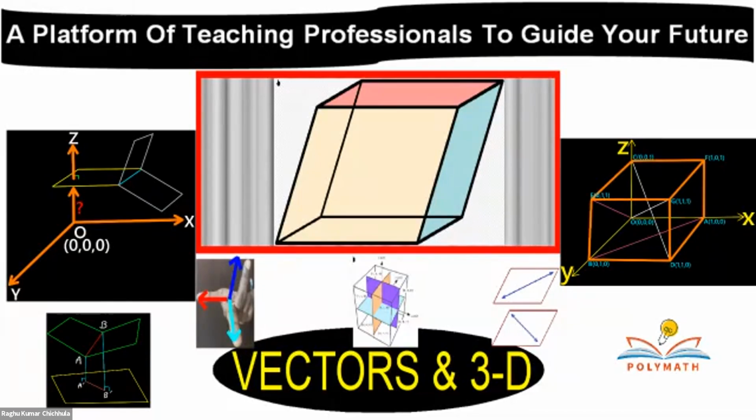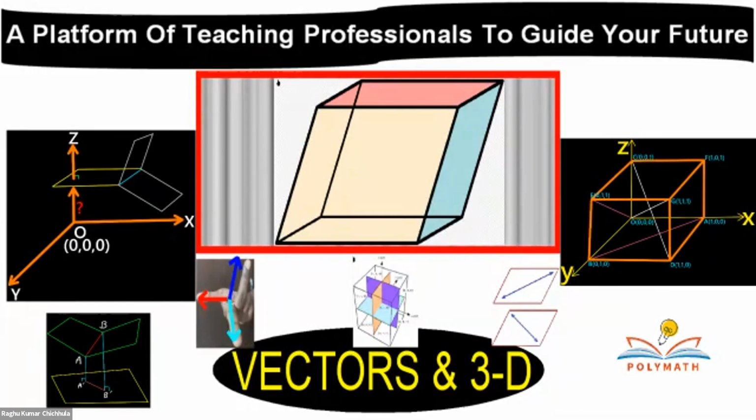The same vector a i bar plus b j bar plus c k bar is shown as a comma b comma c as an ordered triplet in three-dimensional geometry. And we will not be discussing any direction in case of three-dimensional geometry. So if you learn to see three-dimensional geometry from the window of vectors, it will be very easy for you to transform all the concepts of vectors to 3D and thereby from 3D to two-dimensional geometry.